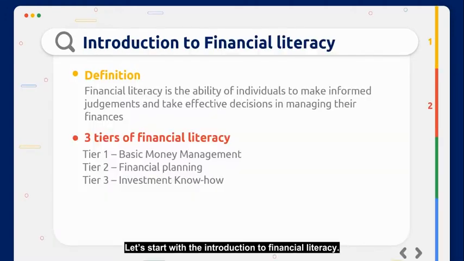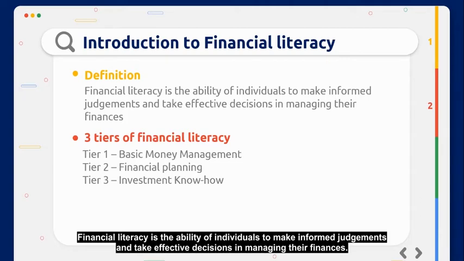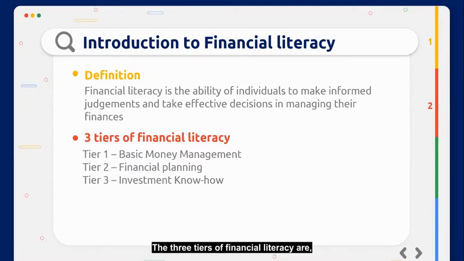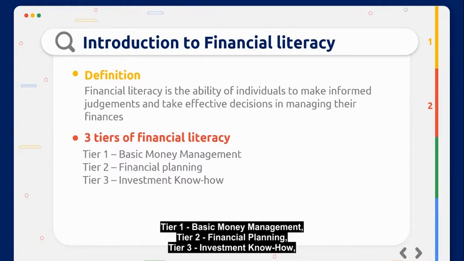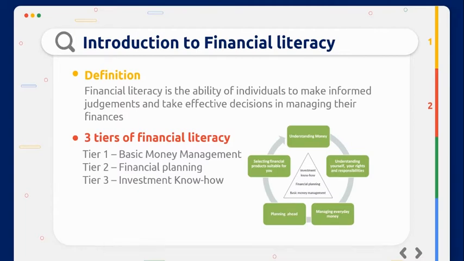Let's start with the introduction to financial literacy. Financial literacy is the ability of individuals to make informed judgments and take effective decisions in managing their finances. The 3 tiers of financial literacy are Tier 1, Basic Money Management, Tier 2, Financial Planning, and Tier 3, Investment Know-how. Here we have the Money Sense Core Financial Capabilities Framework.